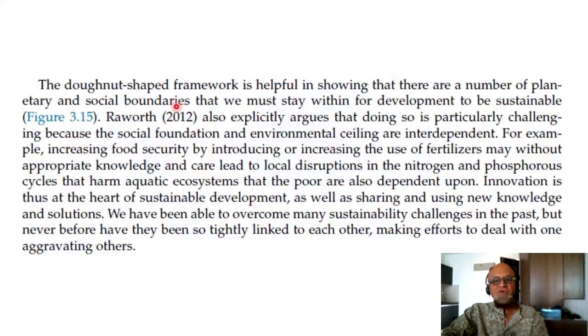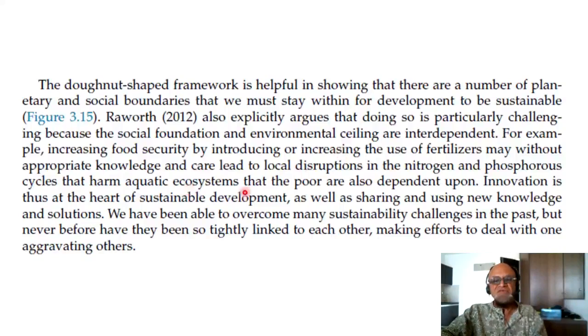So Raworth also explicitly argues that doing so is particularly challenging because the social foundation and environmental ceiling are interdependent. Right? This is what Herman Daly also says. We cannot think of society, environment, and economic growth as separate things with sustainability as an intersection of these spheres, but actually the environment is the ceiling we have to worry about.